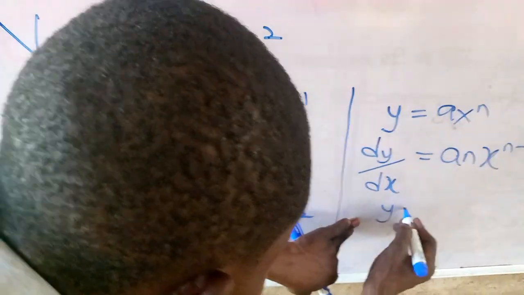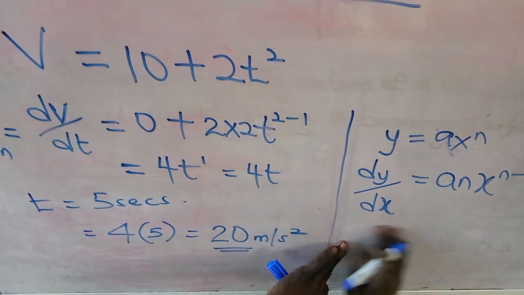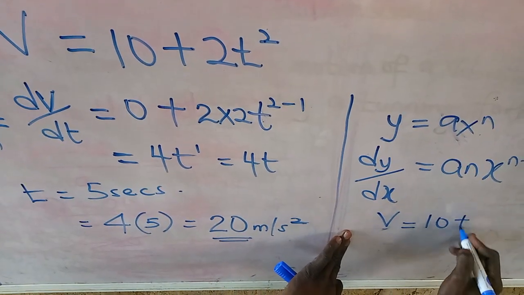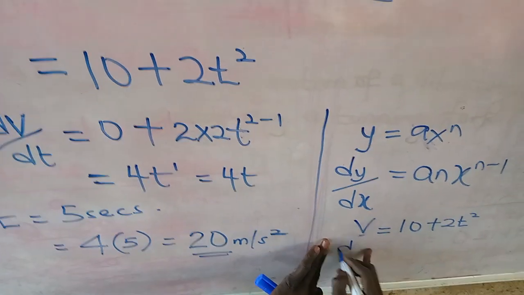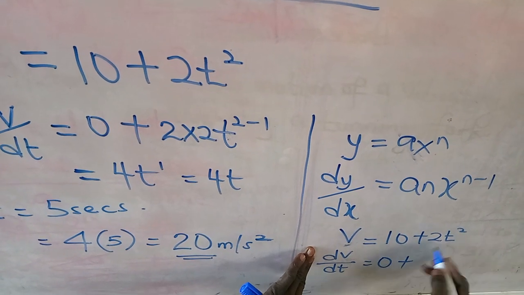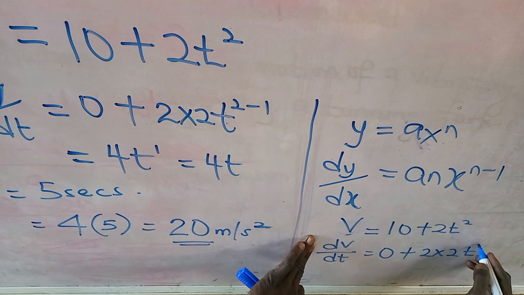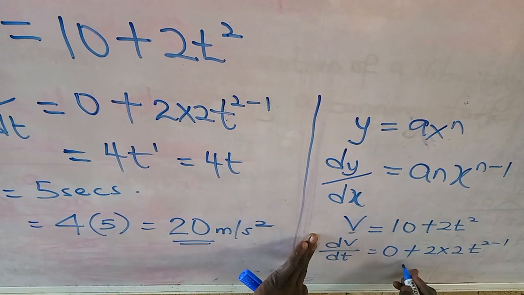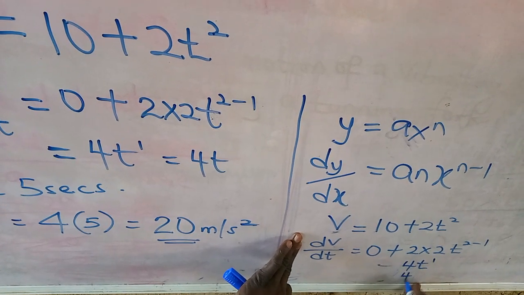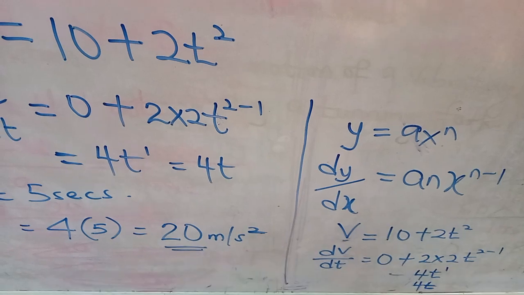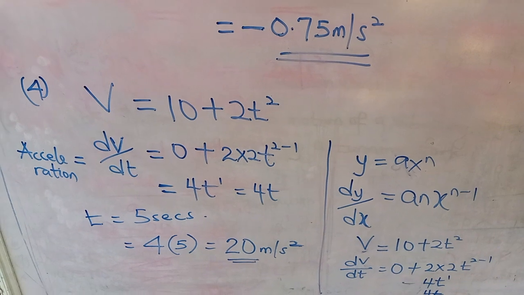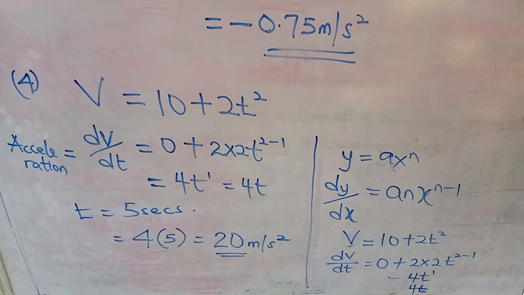So when we have, let's say, v equals 10 plus 2t squared, we want to differentiate v with respect to t. This one that does not have t will be 0 automatically. This one will come back as 2 times 2t raised to power 2 minus 1, like we have it here. That's how we have 4t raised to power 1, and that's 4t. Then you put 5 there, as it has been given in the question. That's how we got it. Please check this. If you have problem understanding this, you can still signify in the comment section.